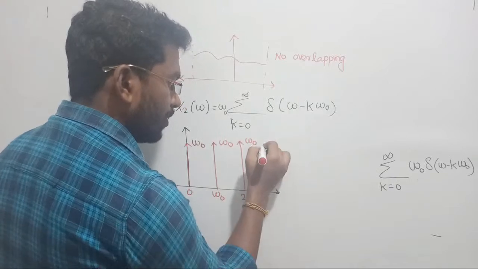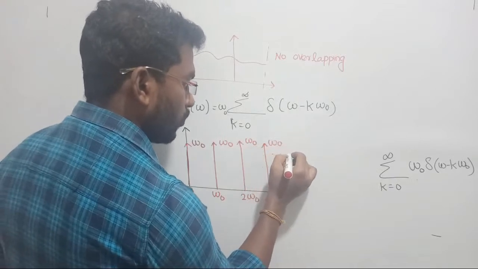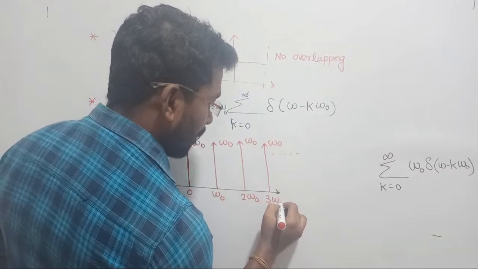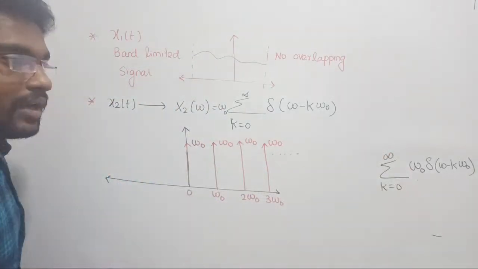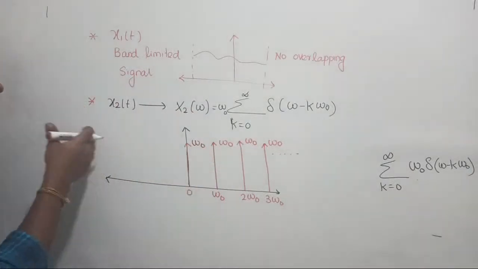Sorry, you can continuously draw this function up to infinity. Now if you want to call it an infinite impulse train, then I will have to build this signal on the left hand side also.